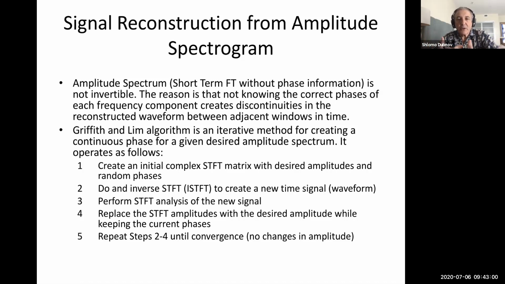And the reason is that not knowing the correct phases of each frequency component creates discontinuities in the reconstructed waveform. What does that mean? As we move across time, because we're doing a short-time Fourier transform, the next frame will also be reconstructed with an arbitrary beginning of a waveform. Because what the phase for a single FFT frame does is set your sines and cosines.